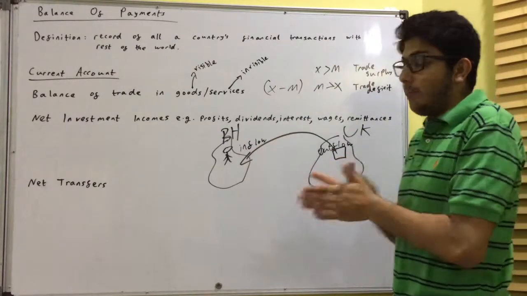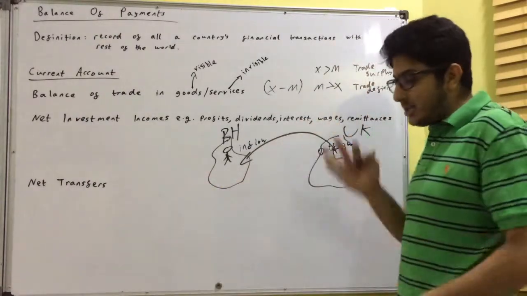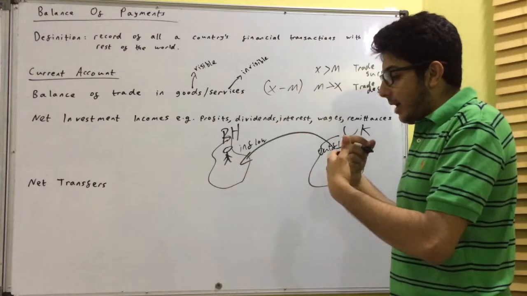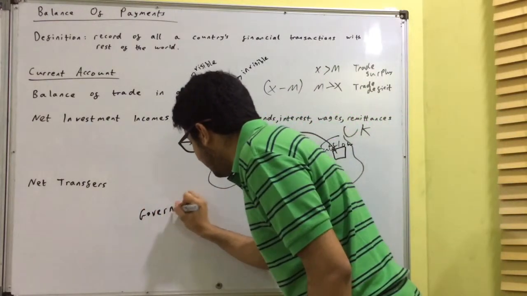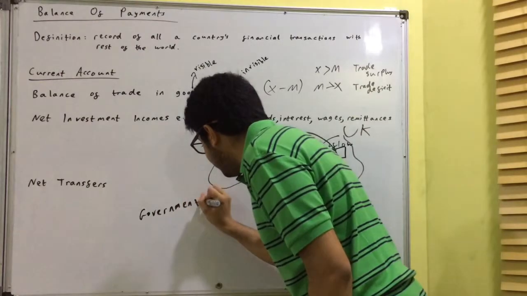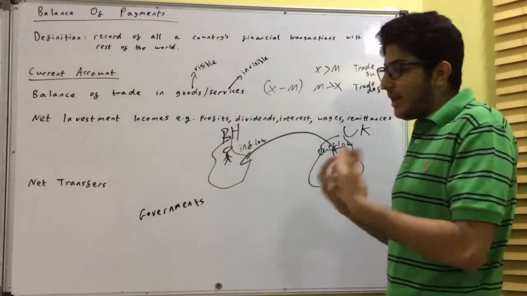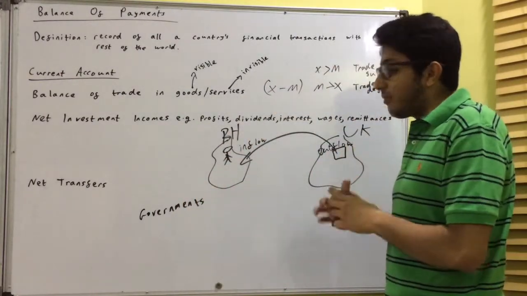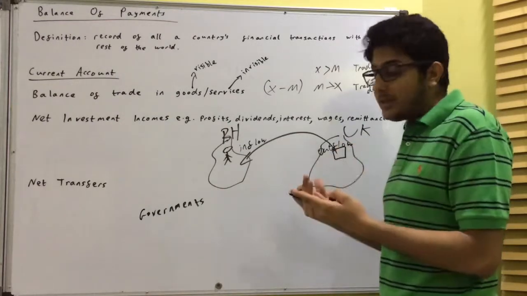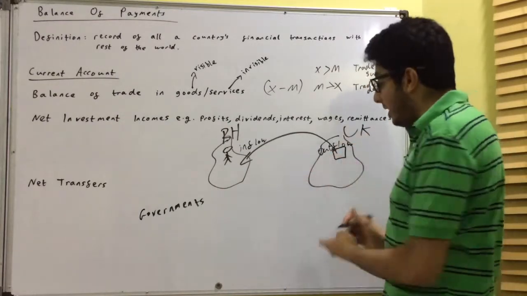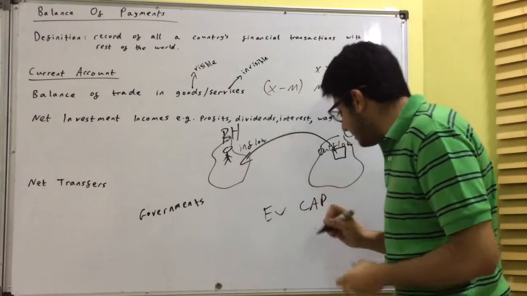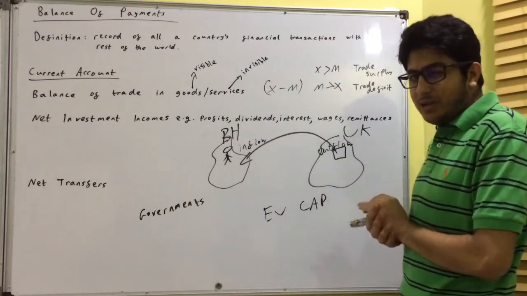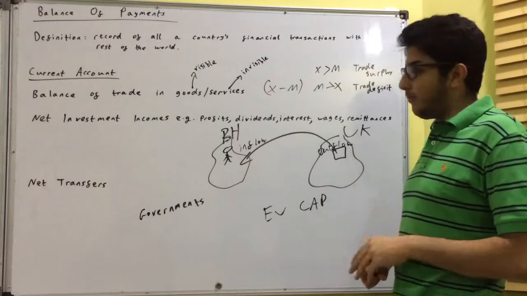Okay? Now, net transfers. Net transfers usually looks at money transfers between governments. It mostly involves stuff like foreign aid payments, or sometimes even grants, like those given to the UK as part of the EU Common Agricultural Policy, although I don't know if that will continue to be the case with Brexit going on.